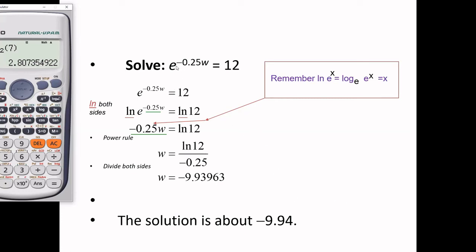Okay, so here we've got an E. So we're going to want to use natural log on this problem. Okay, so we've got this. We're going to take natural log of both sides. First thing we're going to do is we're going to take this minus 0.25W out front.